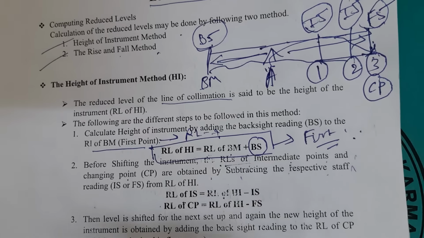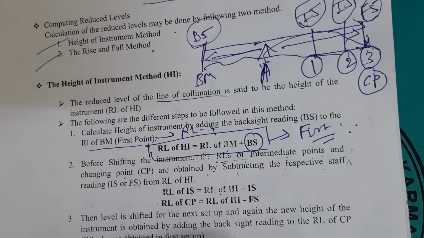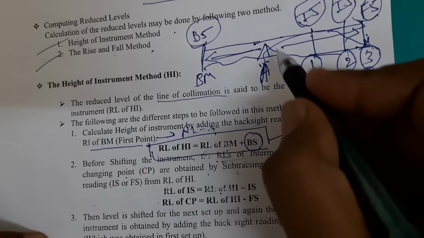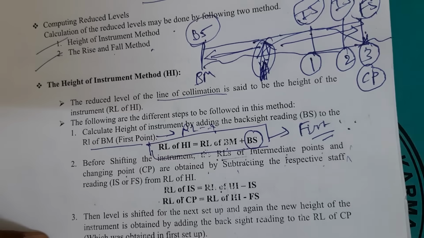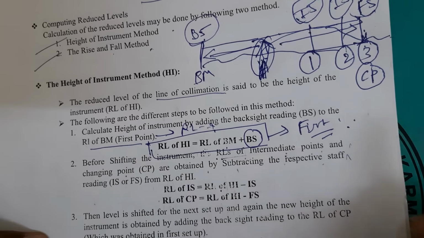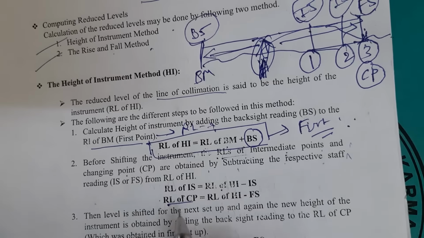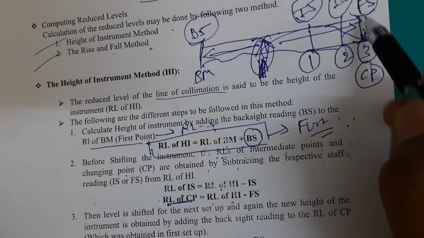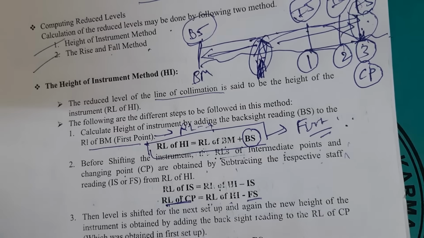After changing the station from 1 to 2, you need to calculate the RL of HI once again, because from one station to the other the level of the surface changes or varies. So once again find the RL of CP. RL of CP is equal to RL of HI minus the last point. The last point is FS, so RL of HI minus FS.